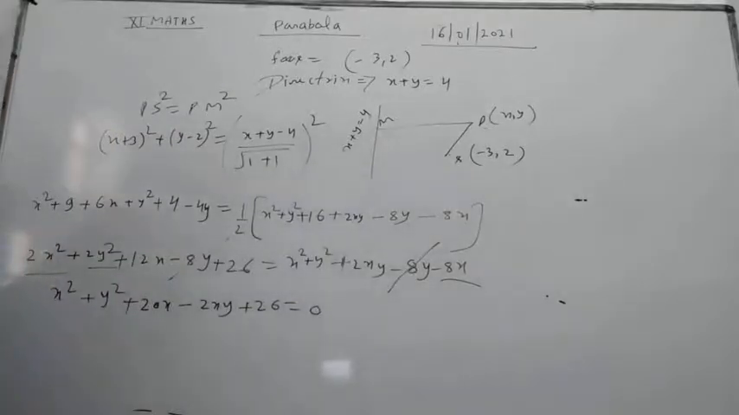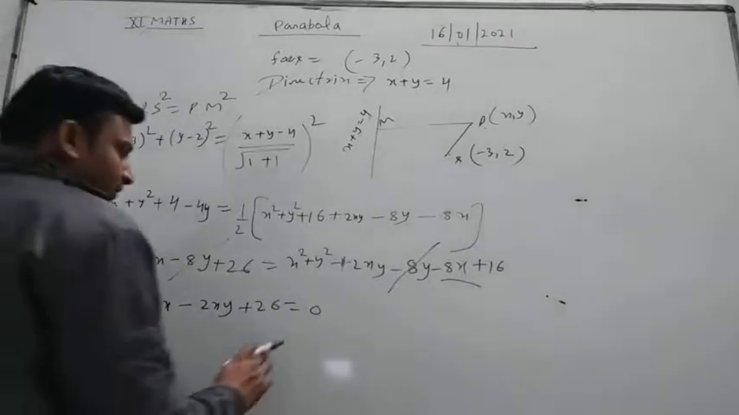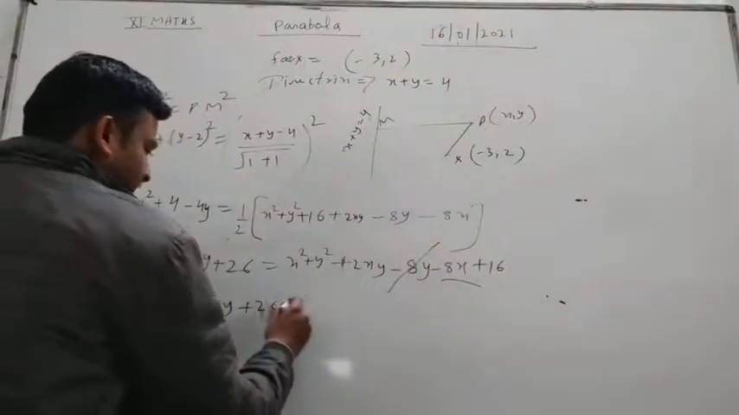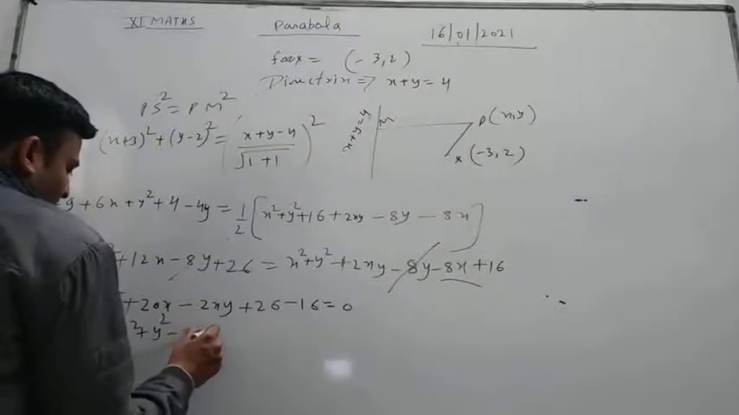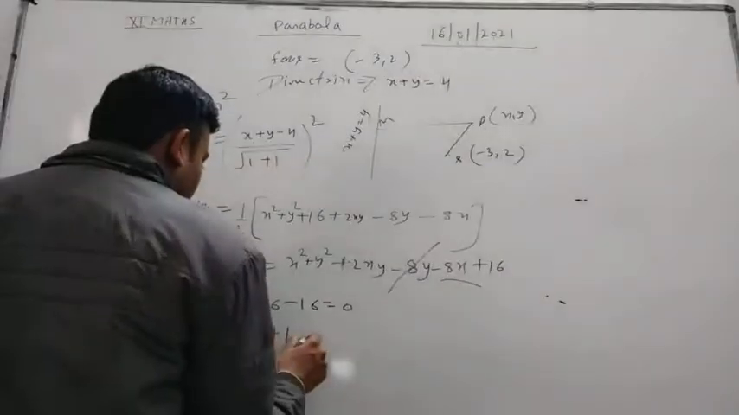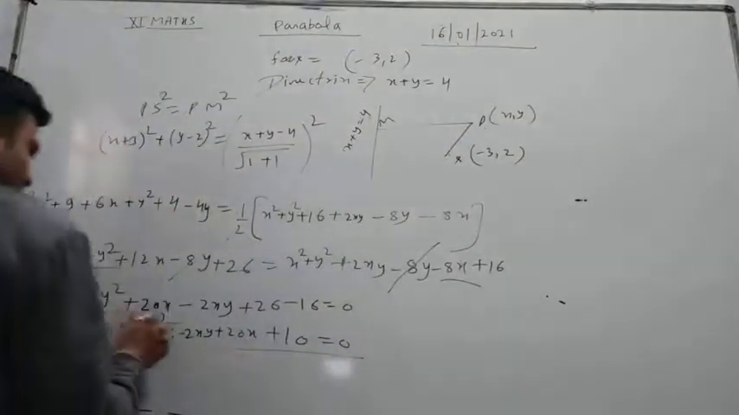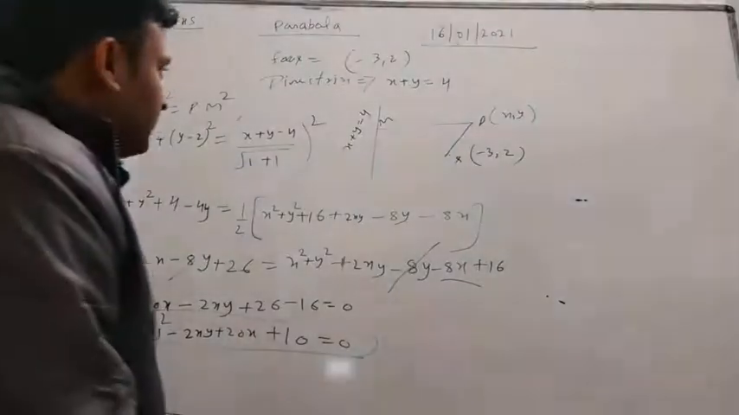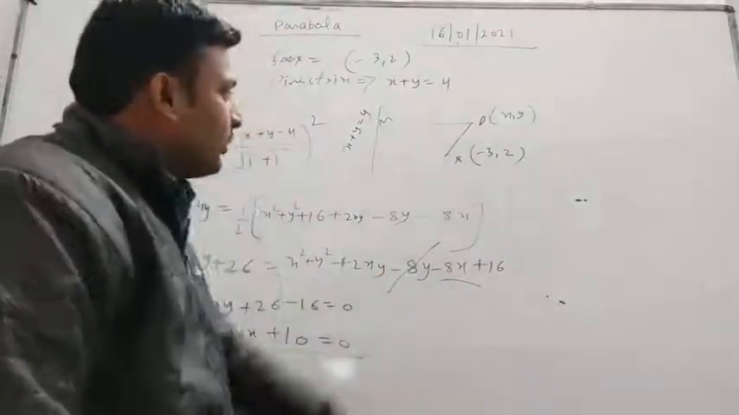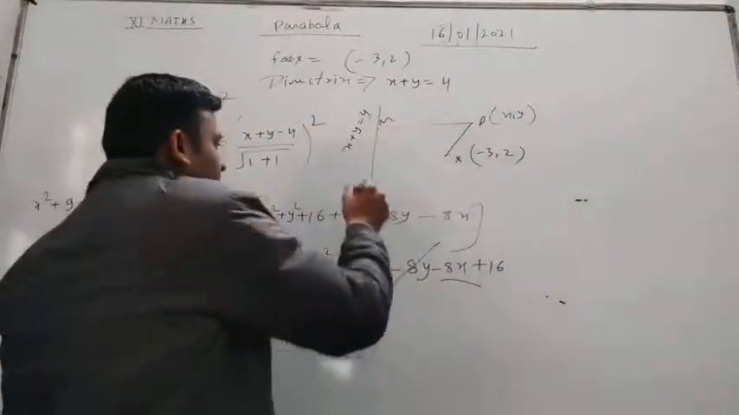So our equation of parabola will be, taking this to the left hand side, x square plus y square minus 2xy plus 20x plus 10 is equal to 0. This will be our required result. This is the question in which we have to find the equation of parabola whose focus is this and directrix is this.